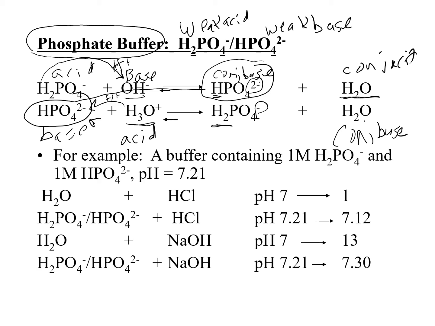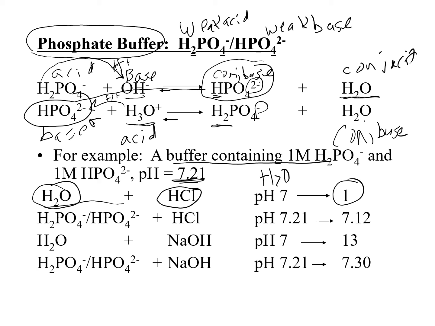So this is again showing, similar to the previous slide, down here at the bottom, that our buffer system has a pH of about 7.21. So we're comparing here, if I have just water, I add a strong acid, hydrochloric acid, my pH of water is 7. When I add hydrochloric acid, and again, it depends on how much I add, my pH drops to 1. If I have my phosphate buffer system, and I add an equal amount of hydrochloric acid as I did to the water, the pH goes from 7.21, a very slight change, to 7.12.